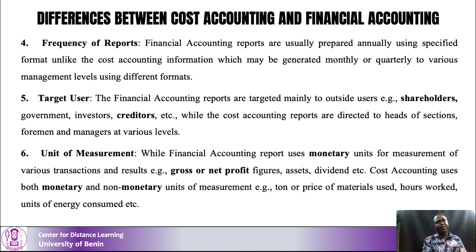Then we also have frequency of report as another area of difference between cost accounting and financial accounting. In financial accounting, reports are usually prepared once or twice in a year, which is known as annual report or biannual report, although we also have quarterly reports. But in the case of cost accounting, information can be prepared at any time. It can be on a daily basis, on a weekly basis, on a fortnightly basis, and so on and so forth.